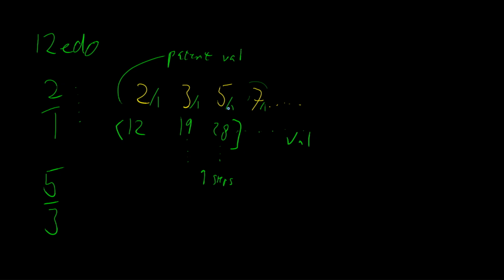Now, surprisingly, you don't always want to use the patent val. You don't always want to use this mapping that gives you the best approximation of each prime. Sometimes you want to use the second best or third best approximation for one of those. So consider the 13th harmonic. Actually, let's consider the octave reduced 13th harmonic. So 13 on 8.